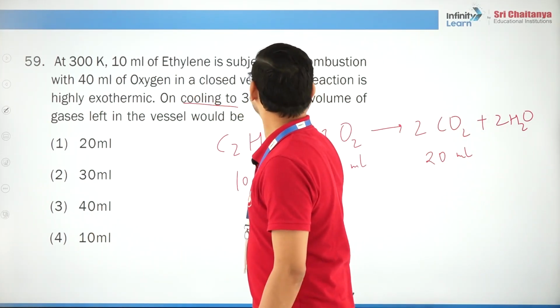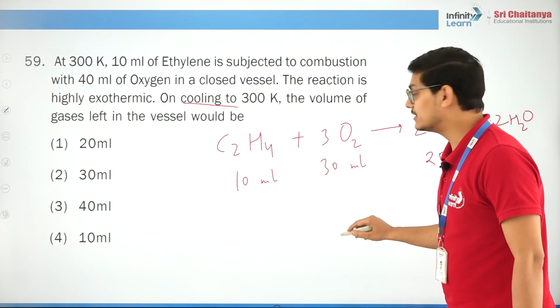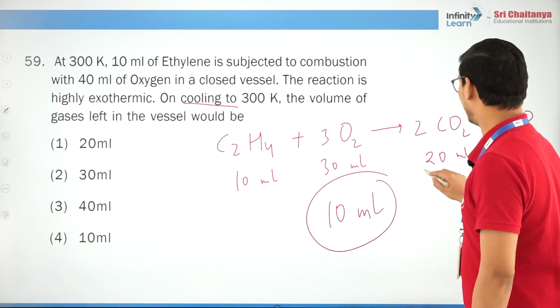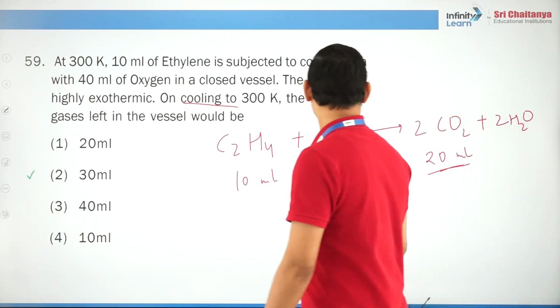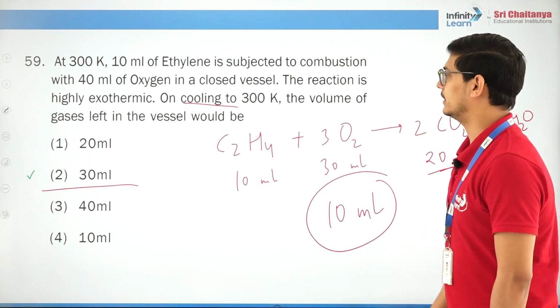So 10 ml of ethylene is subjected to combustion with 40 ml of oxygen. 30 ml of oxygen is consumed. So what volume of oxygen will remain behind? 10 ml. And what volume of carbon dioxide will form? 20 ml. So what is the volume of gases overall on cooling? That is 30 ml. Clear, guys?